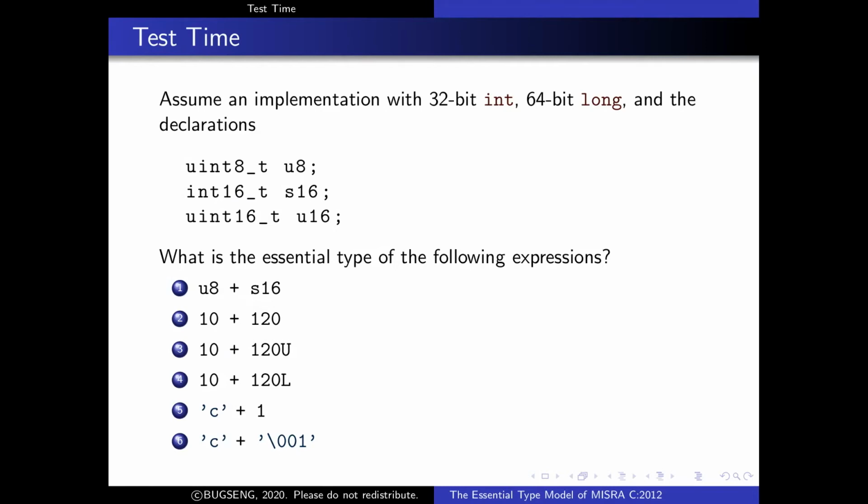Okay, so let us continue with the next one. There you go.